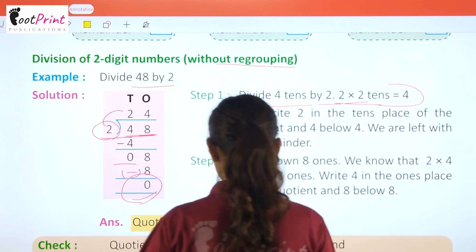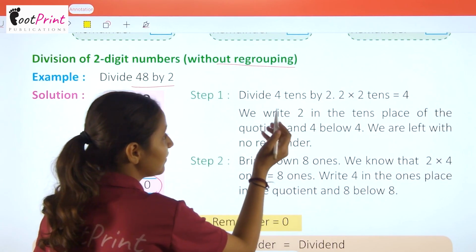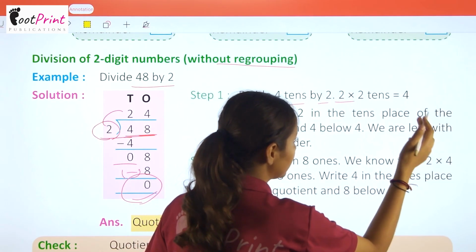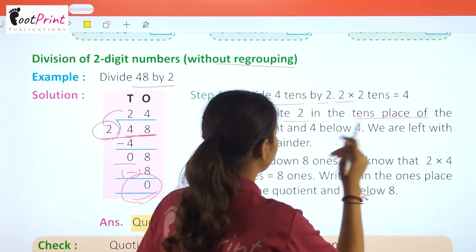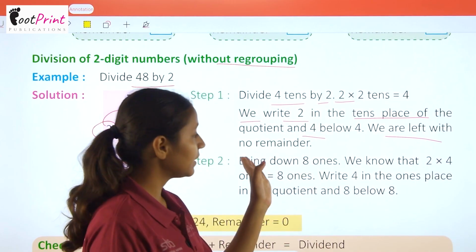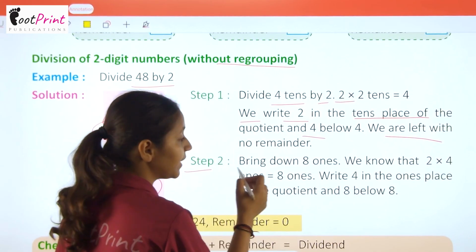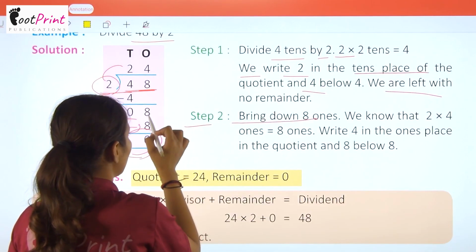So what we are doing here? Dividing 4 tens by 2. That means 2 multiply 2 tens equals 4. We write 2 in the tens place of the quotient and 4 below 4. We are left with remainder 0. That is no remainder. Now step 2 is bring down 8 ones. अब ये जो 8 ones था इसको नीचे ले आइए. ओके यहाँ पे हमने ले आए.